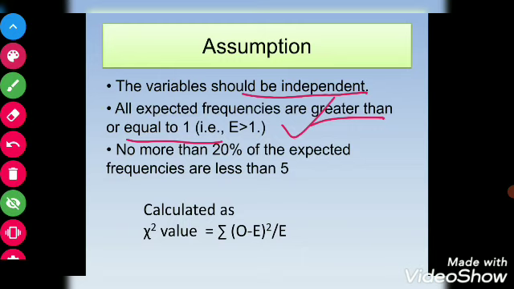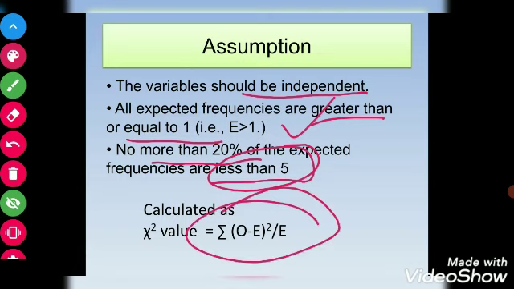Then another assumption is that no more than 20% of the expected frequencies are less than 5. So you are not tolerating expected frequencies less than 5. And the formula is the same as earlier: chi-square is equal to summation of observed minus expected, squared, divided by expected.